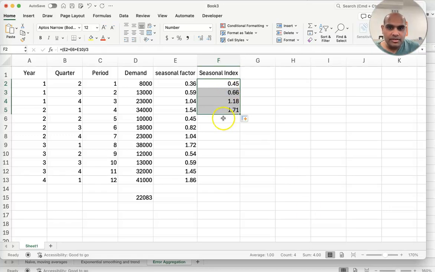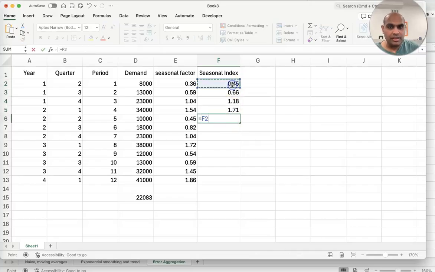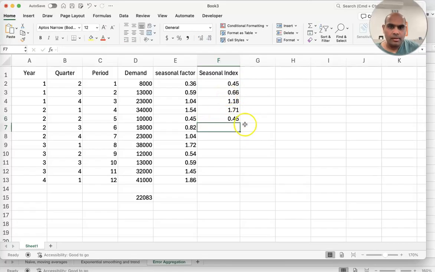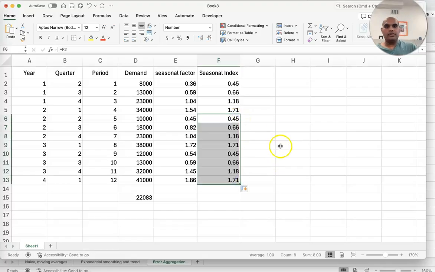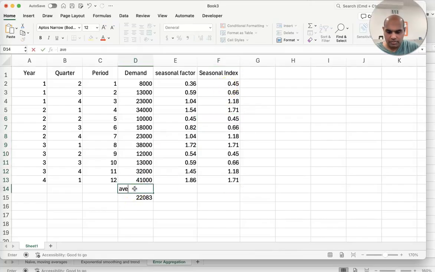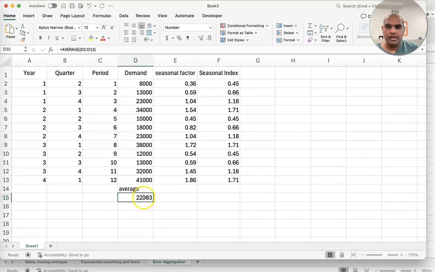And the same seasonal index will get repeated. Once you calculate one set of seasonal indices, you don't calculate them anymore. It's the same numbers, they just get repeated. The simple way to do that is to refer to the previous time and just copy this down. So that's my average demand, and these are my seasonal indices, one set of indices that get repeated again and again.